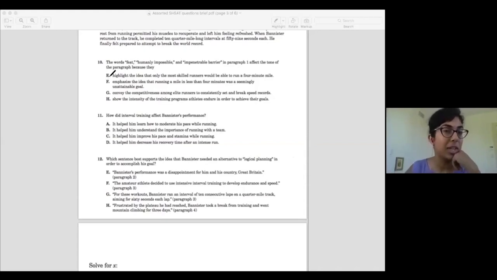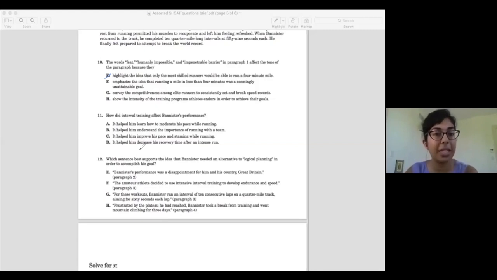If you're newer to the SHSAT, you might find it somewhat compelling, right? Because you could infer it from the text. Although we're trying not to make inferences, we're trying to stay very close to the text. Okay, let's look at F. So I'm going to go ahead and eliminate that one. F emphasized the idea that running a mile in less than 4 minutes was a seemingly unattainable goal. That's really strong, right? That's exactly what we just gleaned.